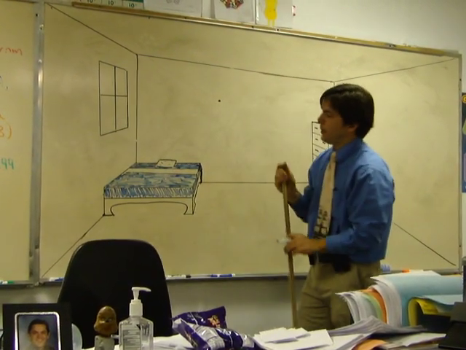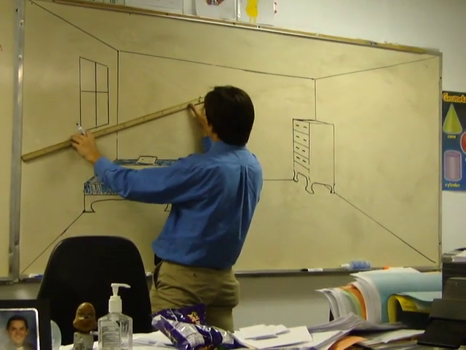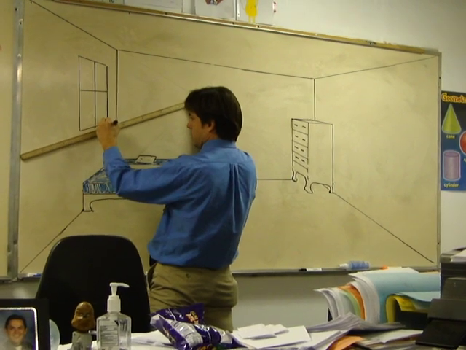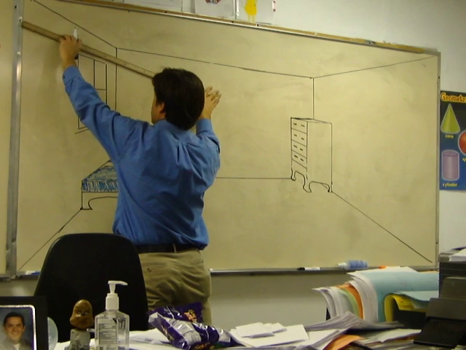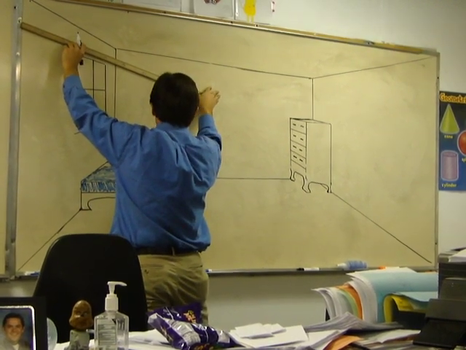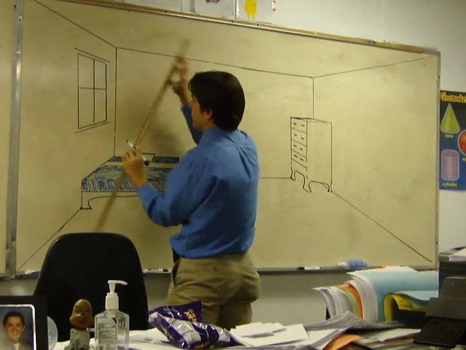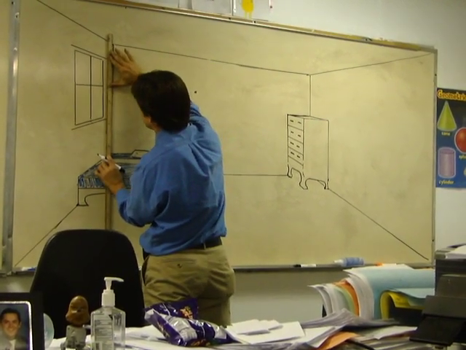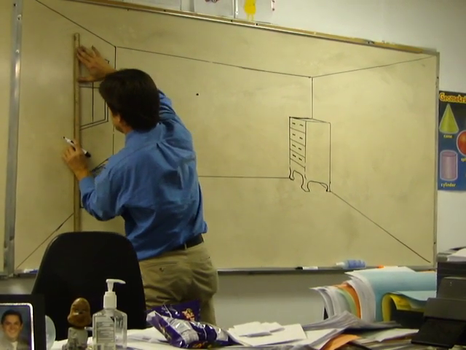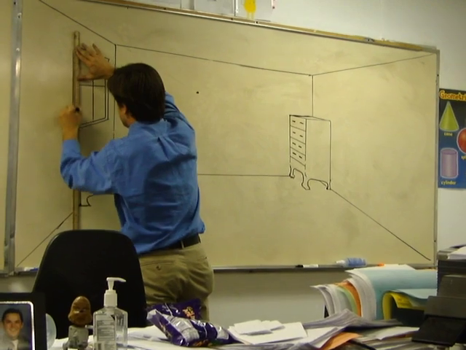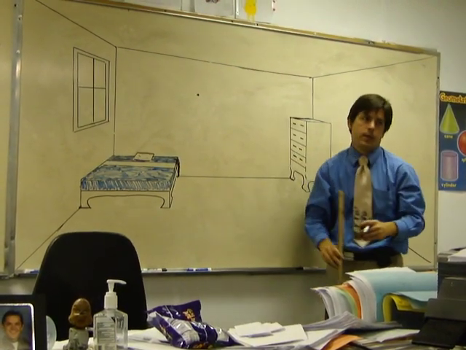So there we go. We've got a window. You can give it a little frame around the window. You can see the frame. Basically the same concept over and over again. Anything on the side walls, floor, and ceiling is going to be made by using the vanishing point. And there we have a window.